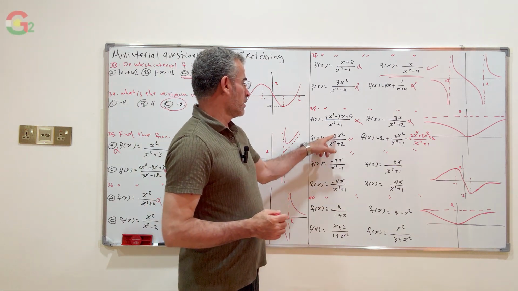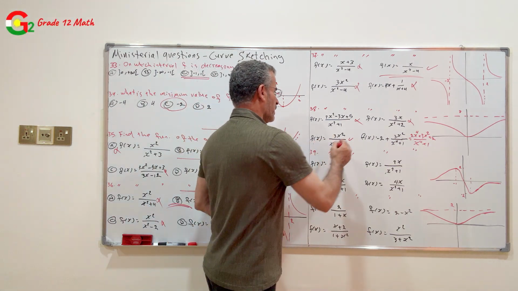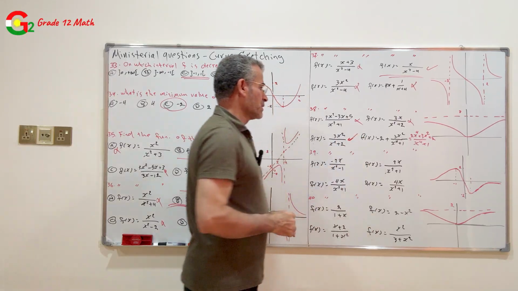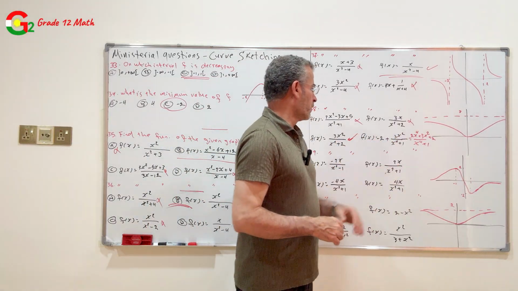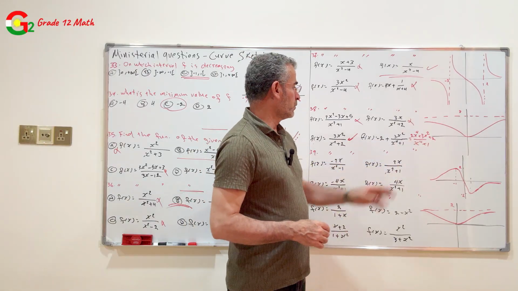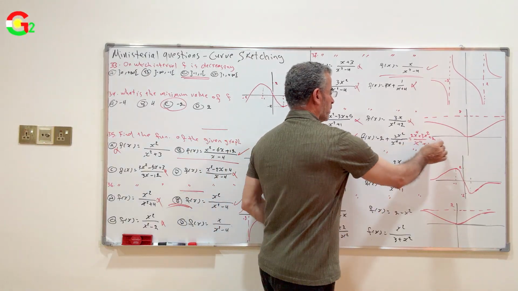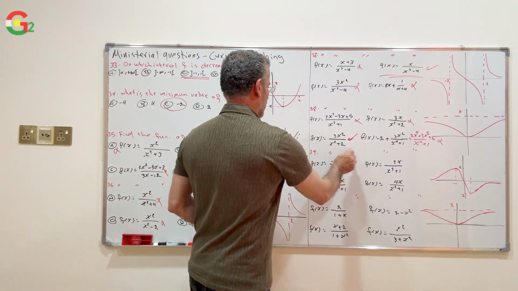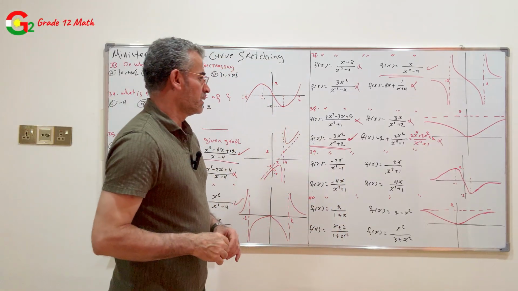Choice C, 3 over 1, 3. Y equal 3 is the horizontal asymptote. For choice D, the leading term is 2x power 4, 2 over 1, 2. Also, this choice is wrong. The right choice is C.